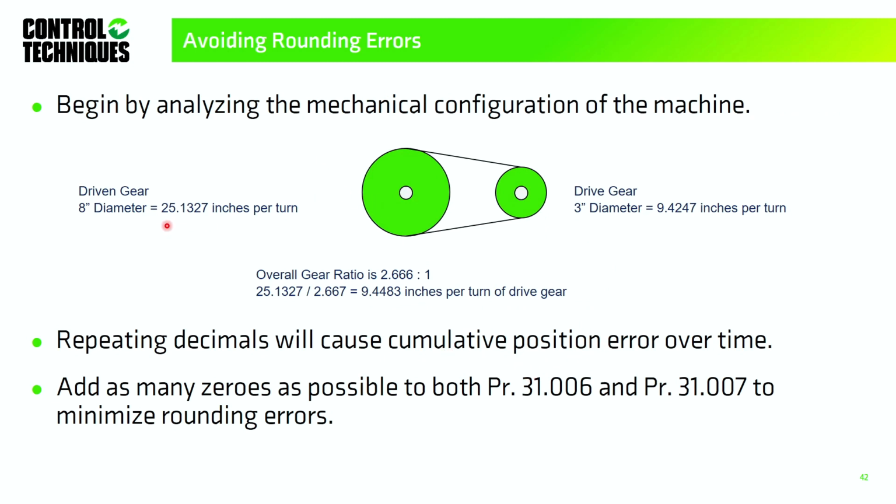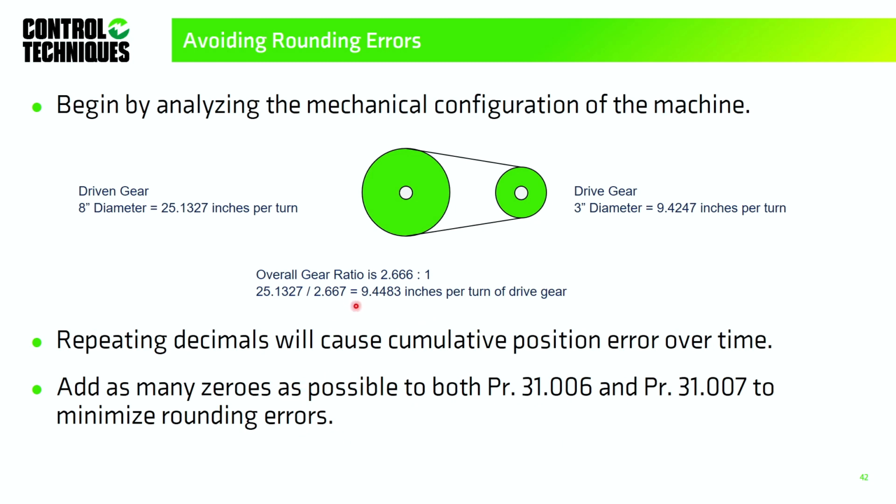So here I've got the circumferences worked out, right? The gear ratio doesn't change, but I'm using inches for my user units label, and this is what I end up with. If I were to divide those two, there are 9.4483 inches per turn of the drive gear. So to compensate for that, I add as many zeros as possible to 3106 and 3107 to minimize the effect of rounding errors.